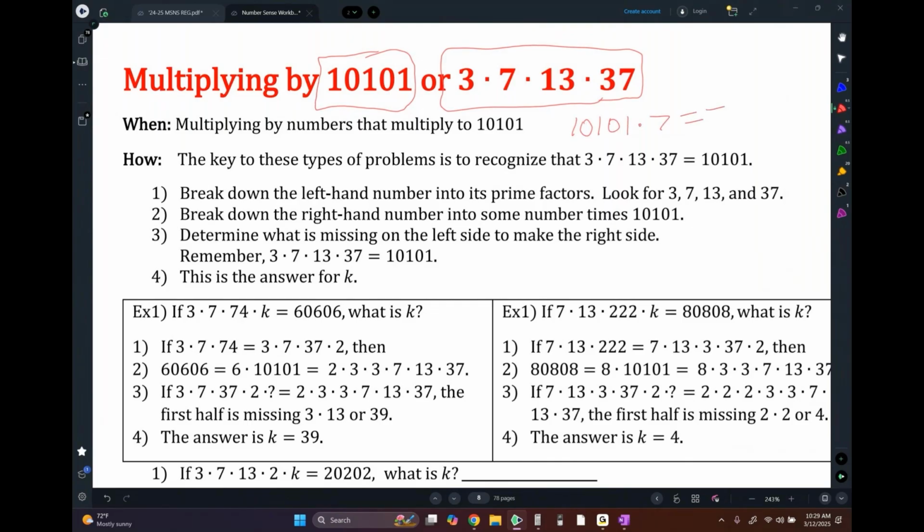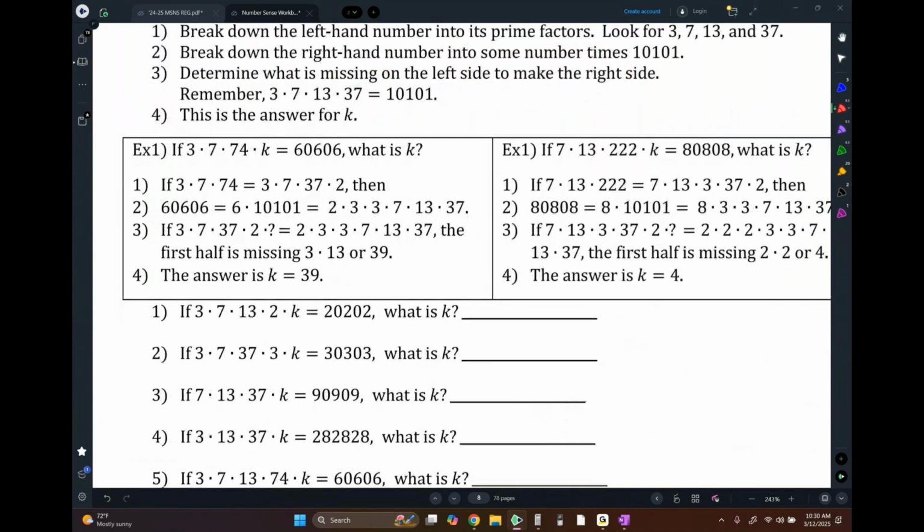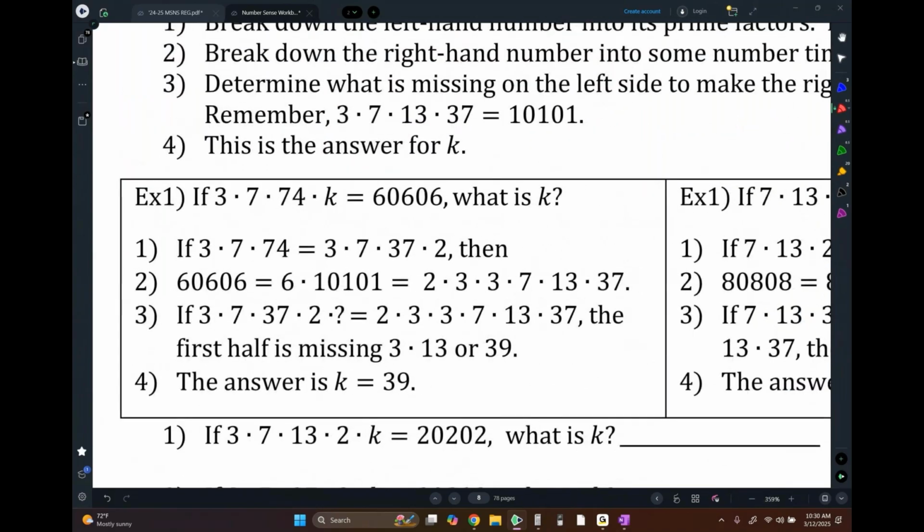that's easy. It'll just be 70707. And if you did 10101 times say 17, then it'll just be 17, 17, 17. So it's real easy to multiply by 10101. Okay? All right. So here's what you're going to do. They're going to do a problem like this, and he does this a lot. He's going to say 3 times 7 times some weird number times what makes 60606.